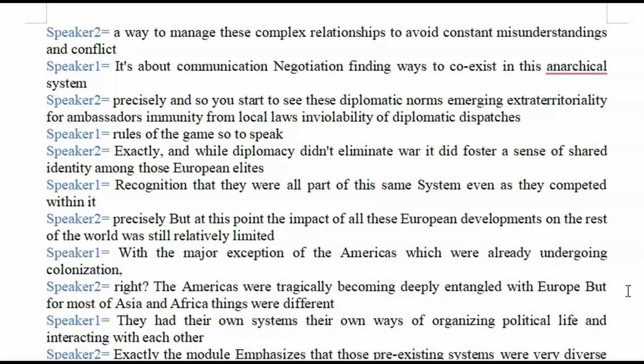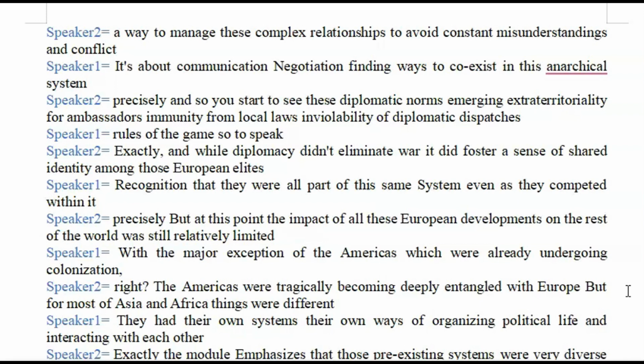Precisely. And so you start to see these diplomatic norms emerging. Extraterritoriality for ambassadors, immunity from local laws, inviolability of diplomatic dispatches. Rules of the game, so to speak. Exactly. And while diplomacy didn't eliminate war, it did foster a sense of shared identity among those European elites. A recognition that they were all part of this same system, even as they competed within it.